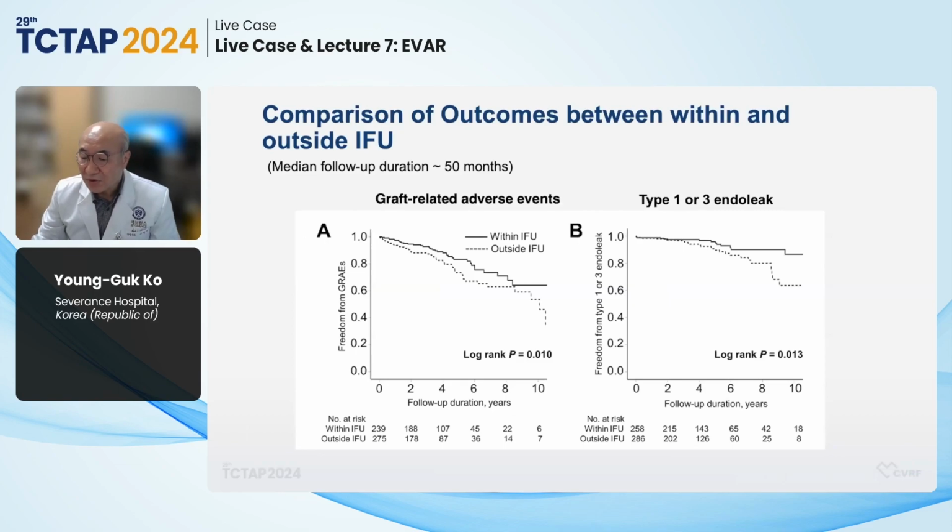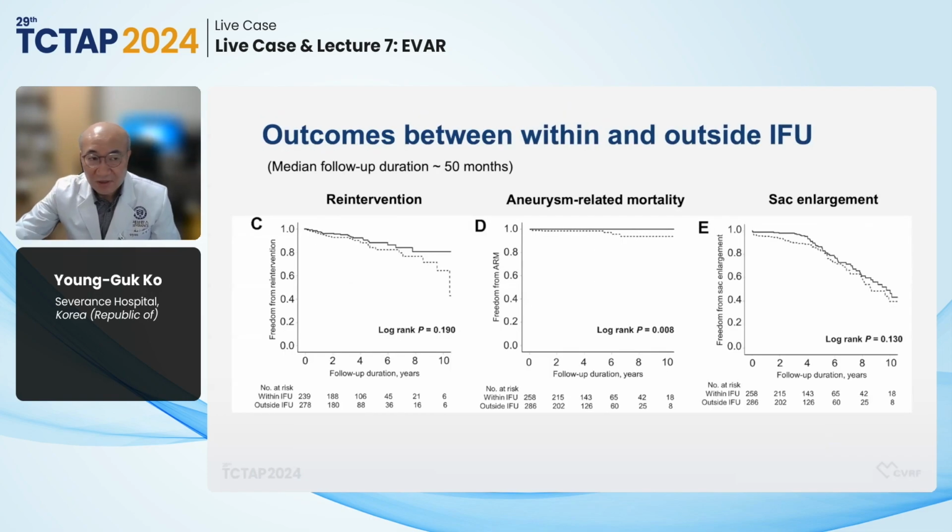Patients were followed for a median duration of about 4 years. The freedom from graft-related adverse events and development of type 1 or 3 endoleak was significantly higher within the IFU group than in the outside IFU group. The freedom from reintervention and aneurysm-related mortality was also significantly higher within the IFU group than in the outside IFU group. Freedom from sac enlargement tended to be also higher within the IFU group.